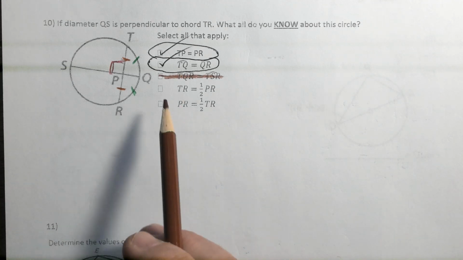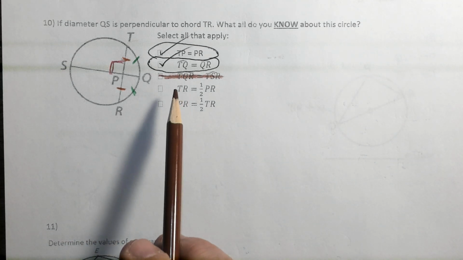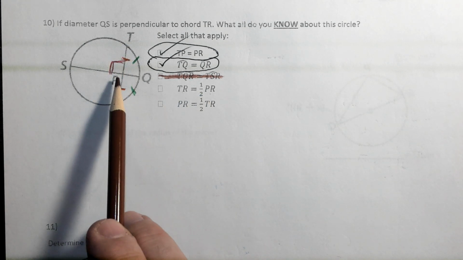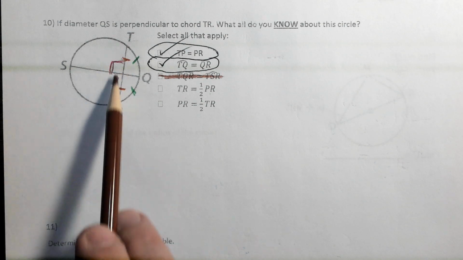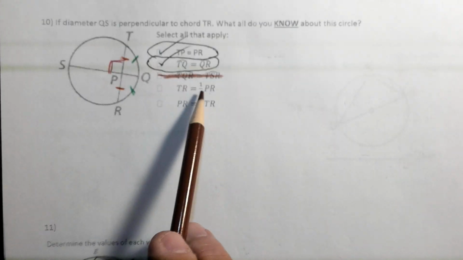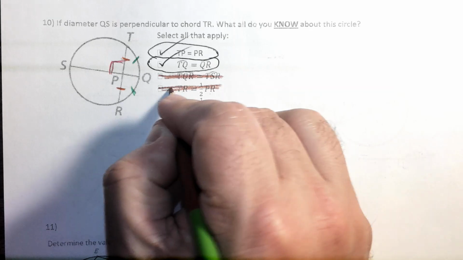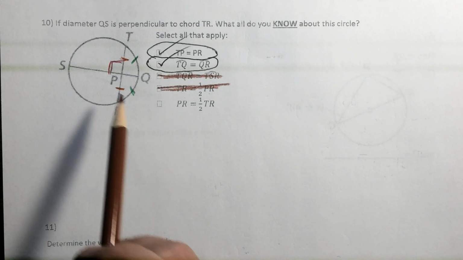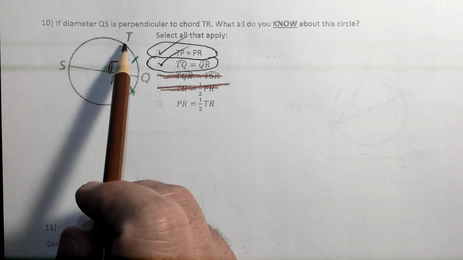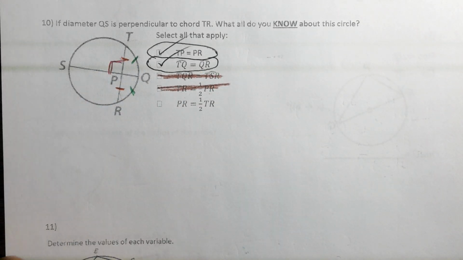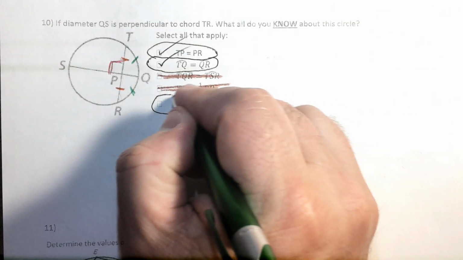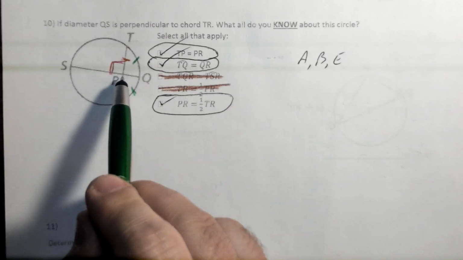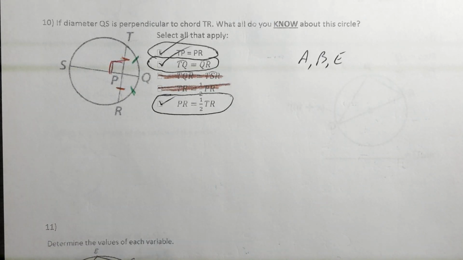Alright, so we know that's not true. Alright, so what else? TR, so this whole thing is equal to 1/2 of PR. Okay, well, PR may be half of that, but TR isn't equal to half of PR, so that's a no-no. Alright, and last, PR, so this side is equal to 1/2 of this whole thing. That is absolutely true. So for this one, it's A, B, and E. Yeah, so PR is half this.